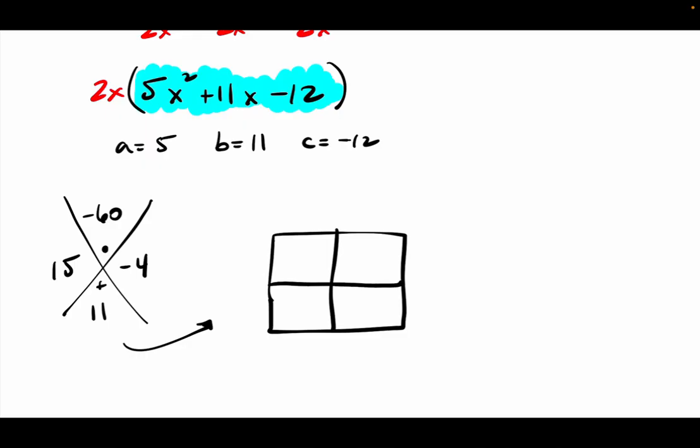Okay. First guy, after the GCF, the first guy became 5x squared. And then the last one was negative 12. That's the ones I wanted to work with, not the original, after the GCF. And then one of them is going to be 15x, and one of them is going to be negative 4x. Okay.